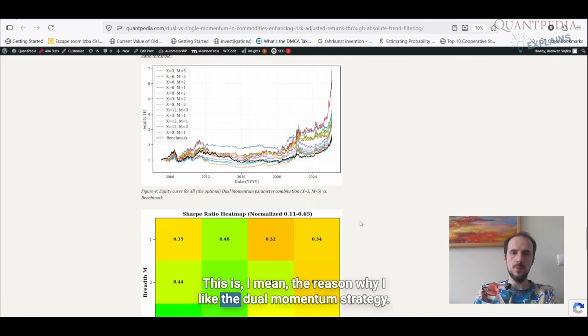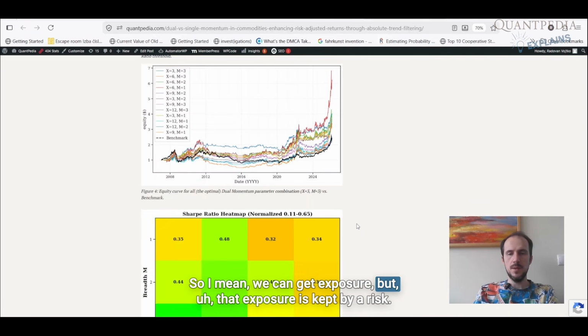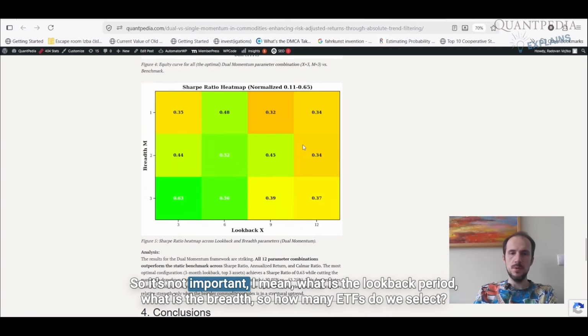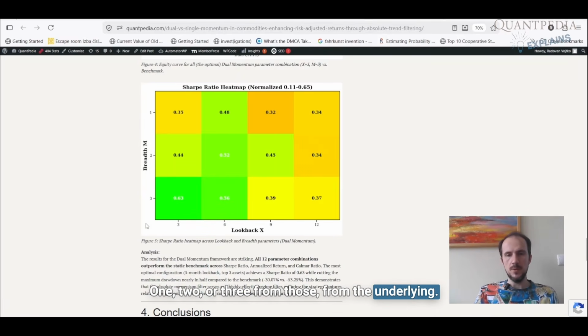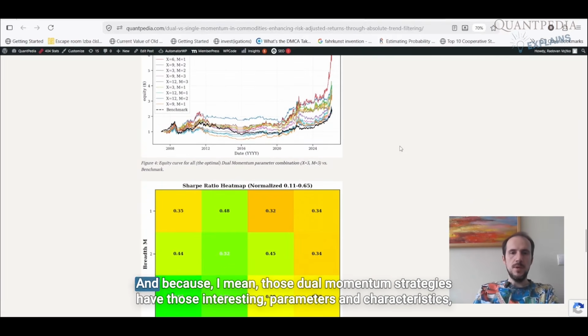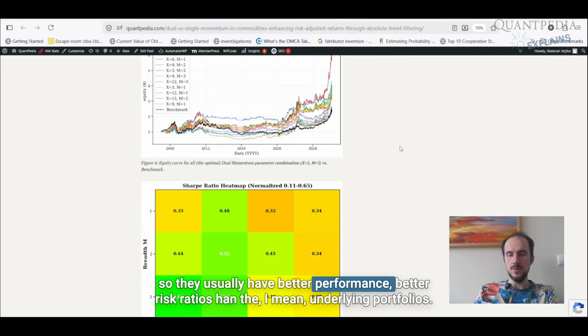This is the reason why I like the dual momentum strategy. We can get exposure, but that exposure is kept in check by risk management. So this is the goal. And once again, we are very, very robust. It's not important what the look-back period is, or what the breadth is, so how many ETFs we select, 1, 2, or 3. From that underlying, once again, we can build a strategy from sub-strategies, so we can diversify among the parameters. It would be even better. Because those dual momentum strategies have those interesting parameters and characteristics, they usually have better performance and better risk ratios than the underlying portfolios.